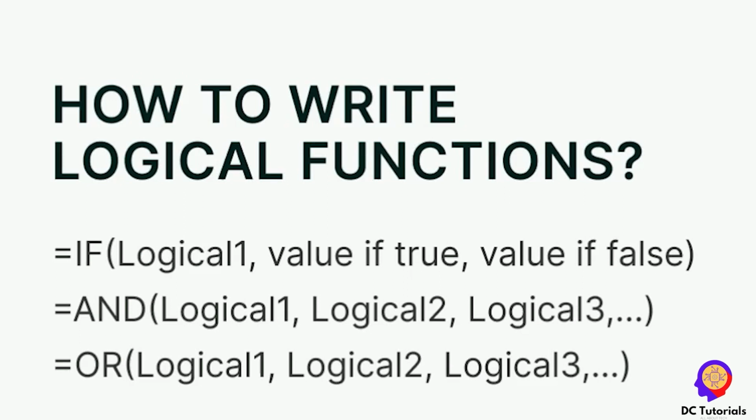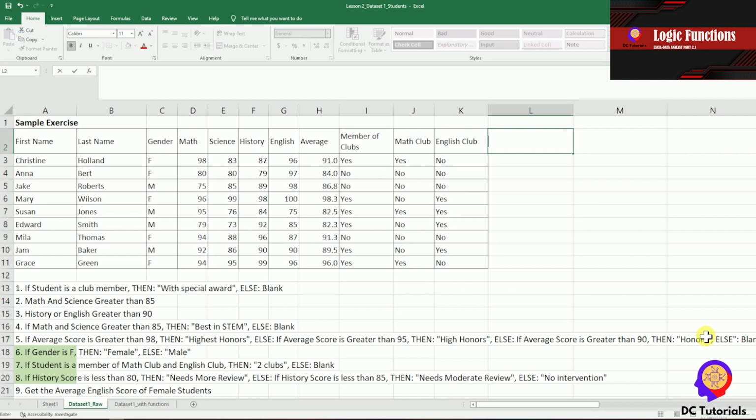Let's try this in Excel. For OR, our statement would be history or English greater than 90. So we will write this as history greater than 90, comma, English greater than 90. So this is true. History is not greater than 90, it's 87, but English is 96, which is greater than 90. This satisfies our condition. And if one of them is true, then our OR statement will be true.